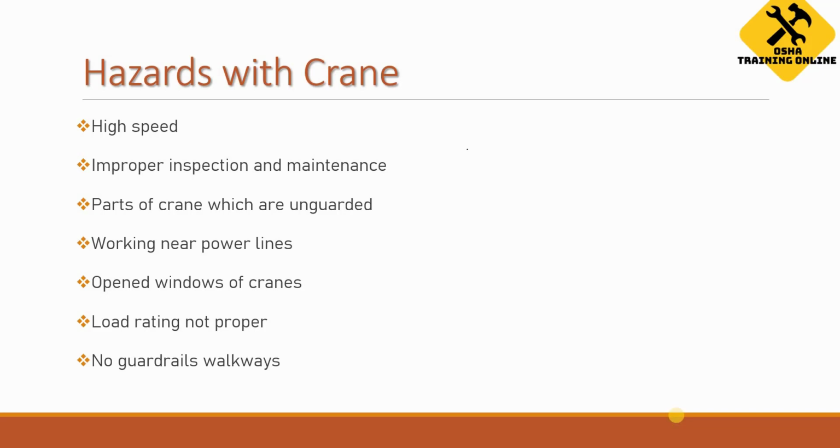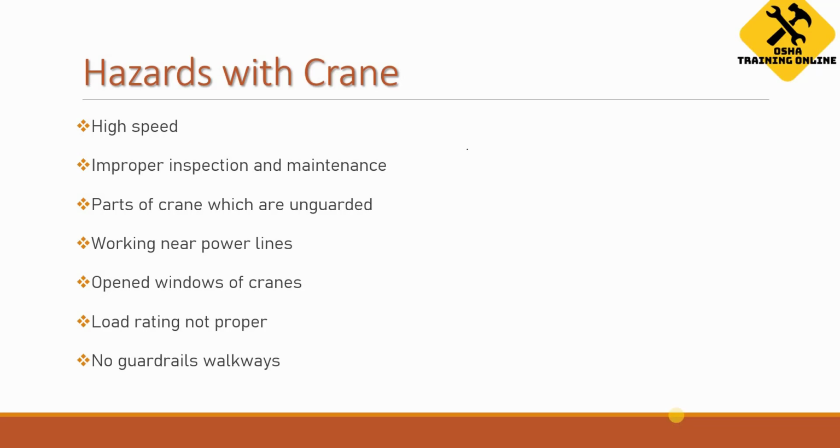Parts of the crane which are unguarded. There are some parts of the crane which are dangerous, and when someone or some machinery touches them, they may get injured or hurt. So in that case, there are some parts of cranes which are unguarded or unprotected, not guarded with some material, as we have discussed with the guardrail system in the previous lectures.